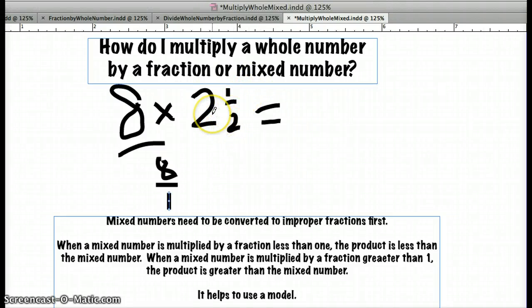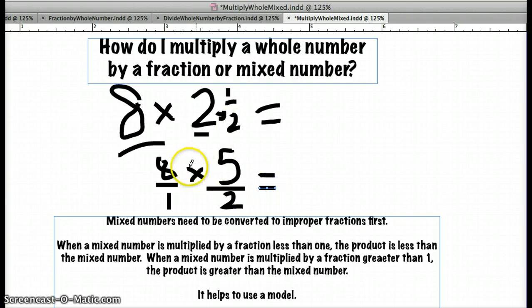Now to do that, I multiply the whole number 2 by the denominator 2. 2 times 2 is 4. And you add the numerator. 4 plus 1 is 5. Now we're going to be multiplying 8 by 5 halves. The denominator stays the same here. Now to multiply, like we learned before, you just multiply across the top and across the bottom.